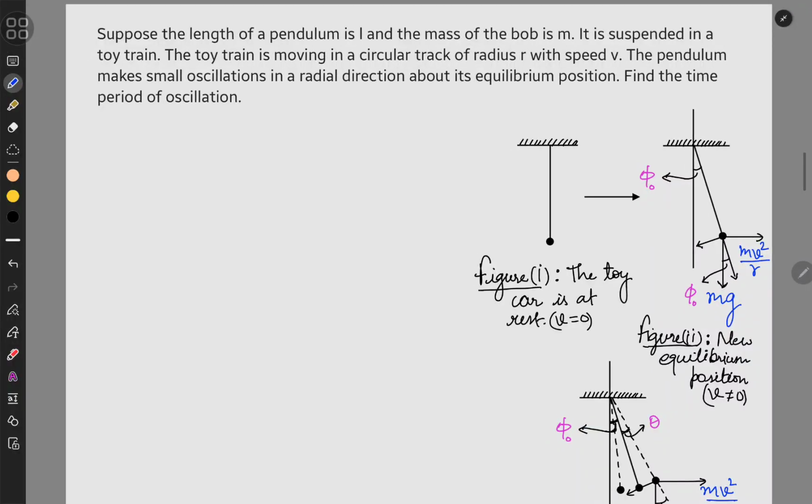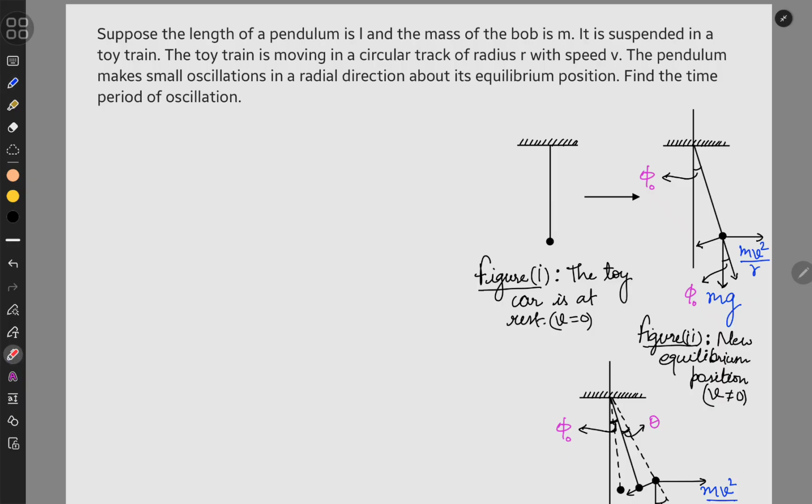So in this question, the length of the pendulum is L and the mass of the bob is M. It is suspended in a toy train. The toy train is moving in a circular track of radius r with speed v. The pendulum makes small oscillations in a radial direction about its equilibrium position. Find the time period of the oscillation.